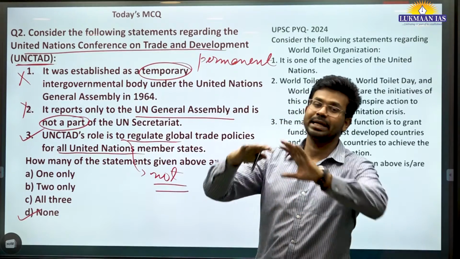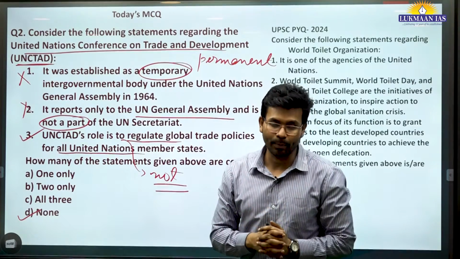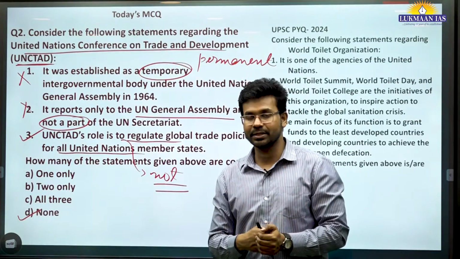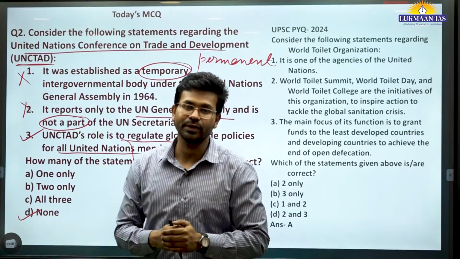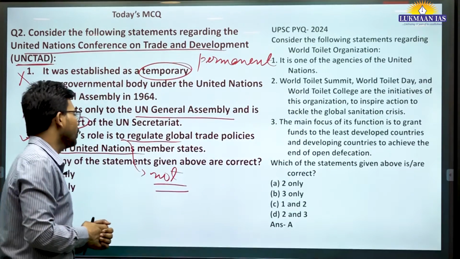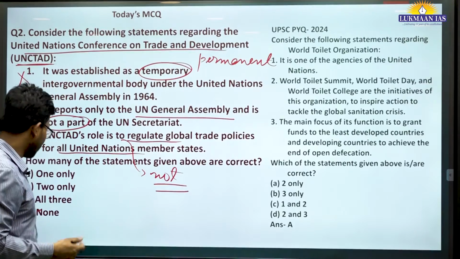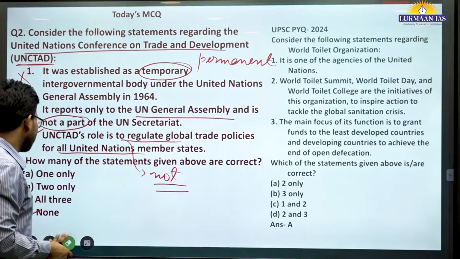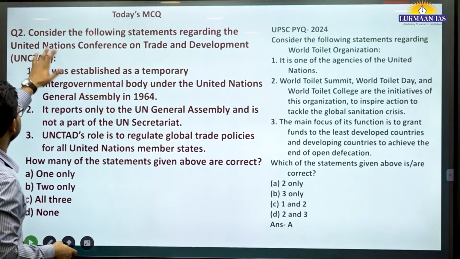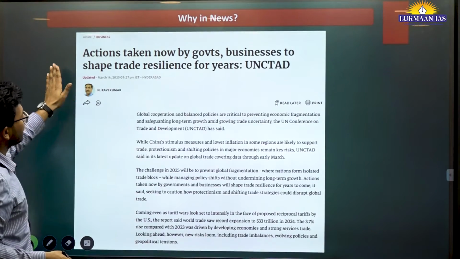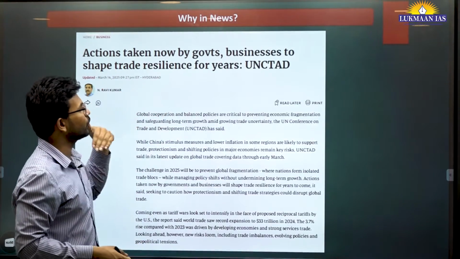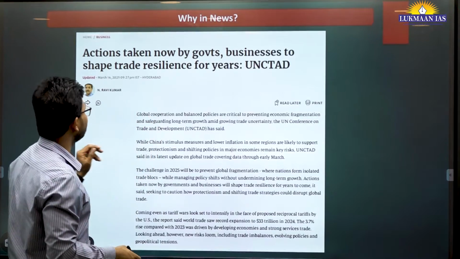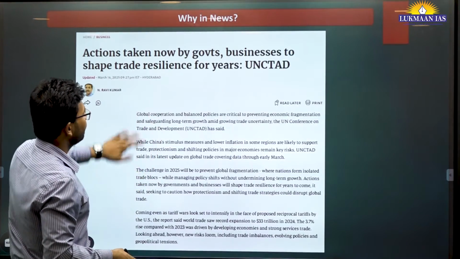It's a permanent intergovernmental body of the United Nations system. It reports to the UN General Assembly, and it is also part of the United Nations Secretariat, but it does not regulate. Related to that, we have the World Trade Organization. Actions taken now by governments and businesses shape trade resilience for years, the United Nations Conference on Trade and Development said.